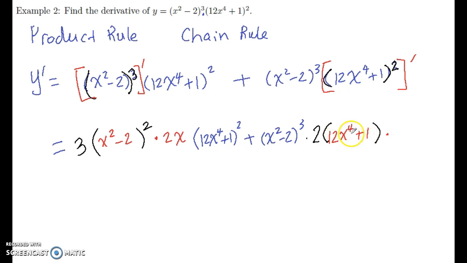So the derivative of the inner function is 4 comes down, multiplied by 12 is 48, x to the third power, plus the derivative of 1 is just 0. So this will be the derivative of this function.